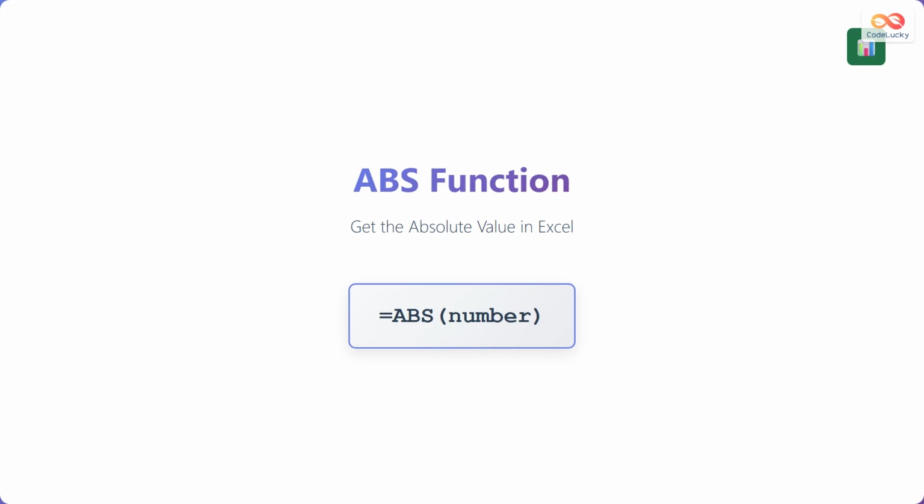In this video, we will explore the ABS function in Microsoft Excel. This function is used to get the absolute value of a number. The absolute value of a number is its distance from 0, so it is always a non-negative number. The syntax of the ABS function is =ABS(number).